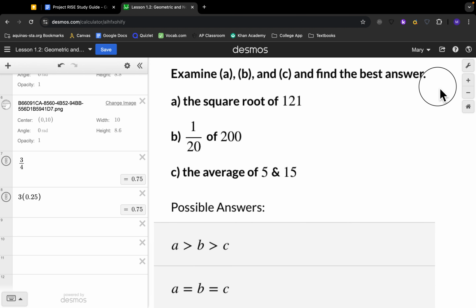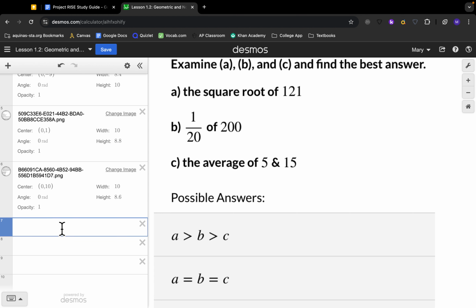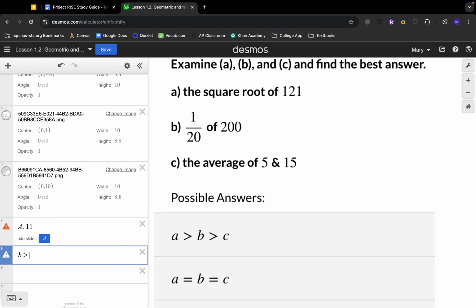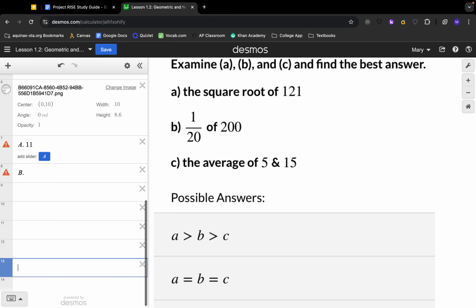Next problem is asking us the same thing, and now we are doing a little bit more solving than the last one. So A is telling us the square root of 121. You should know off the bat that equals 11, and if you don't, I'll do a lesson later on square roots. Just know that that is something you will need to memorize and know right off the bat. So B, 1/20 of 200.